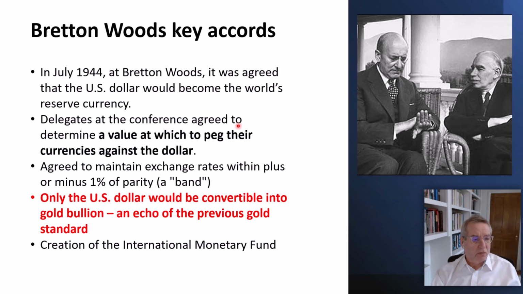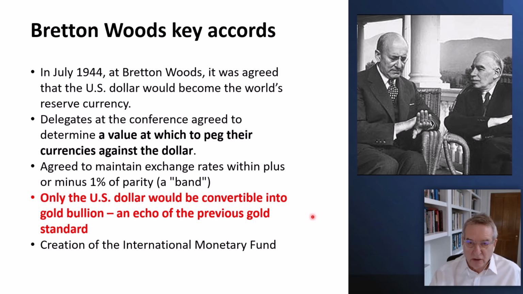So the delegates agreed to determine a value at which they would peg their currencies against the US dollar. They agreed to maintain these exchange rates within plus or minus 1% of parity, a so-called band. So there could be very minor fluctuations around these fixed rates, these exchange rates that were fixed. Now, this is quite an important issue. Only the dollar, this was agreed, would be convertible into gold bullion, which was an echo of the previous old gold standard.